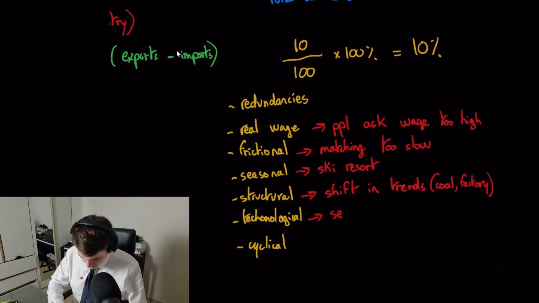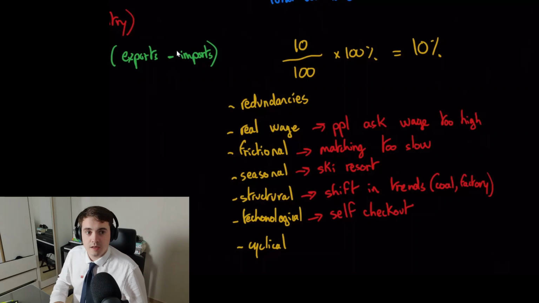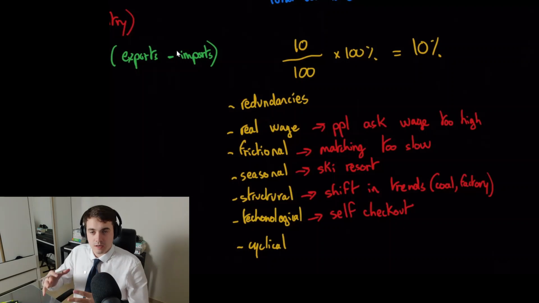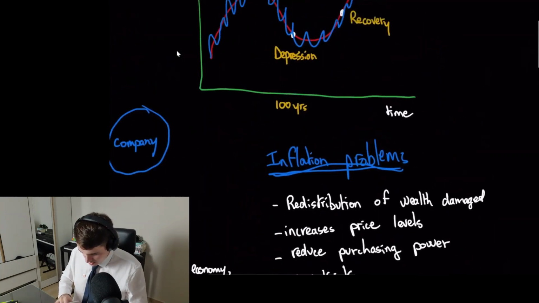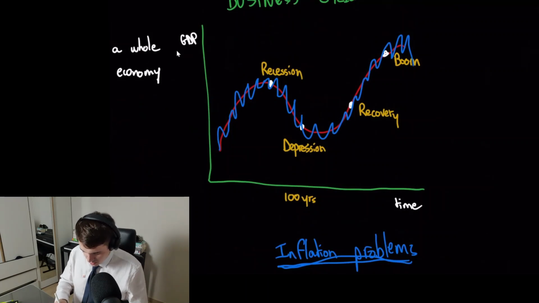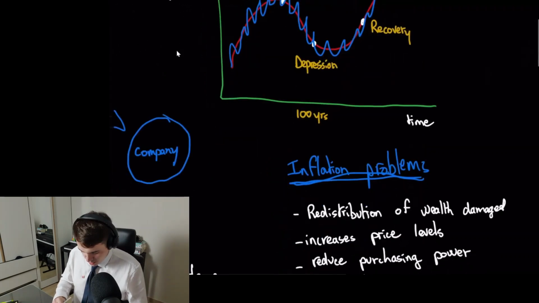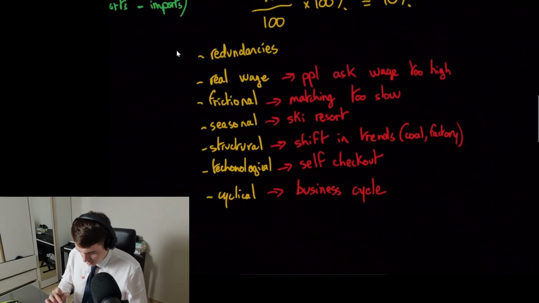Technological, think of the self-checkout computers in McDonald's, in the supermarket, right? You don't need staff at the till, at the checkout anymore. And cyclical, it's the business cycle connection here. So if we look back up, when we are down in the depression area, people are unemployed and they fall into this cyclical category.